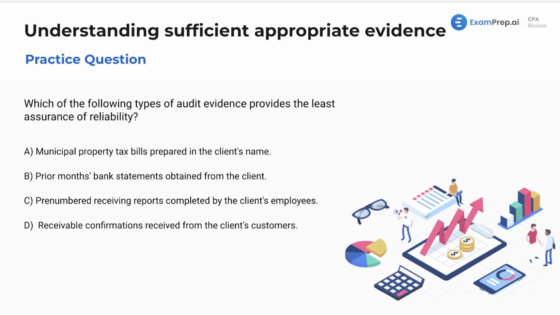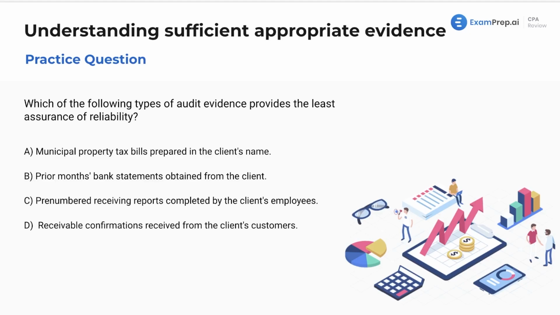So if we're checking the stock price of a stock that the client has on Bloomberg, well, that's pretty far away from the client, right? The client can't hack into Bloomberg and change the price of the stock, that would affect the entire American economy. But can we trust audit evidence that comes directly from the client?